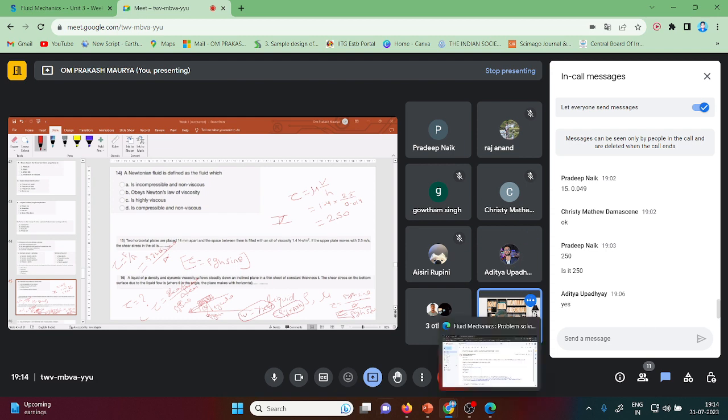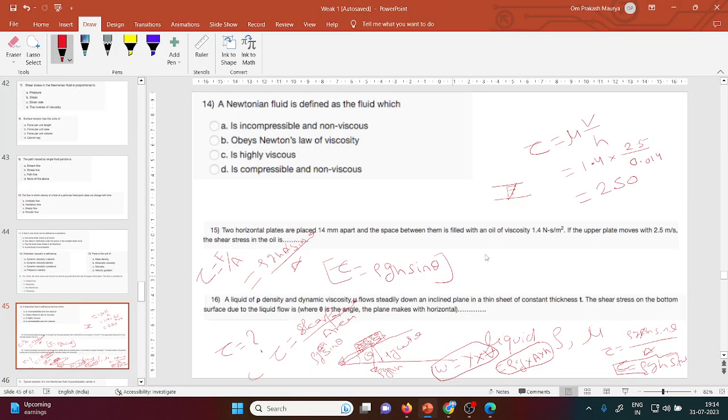Just wait. Here the H is replaced by T, because in this question the thickness is given as T. So rho g T sin theta. Okay, thank you.